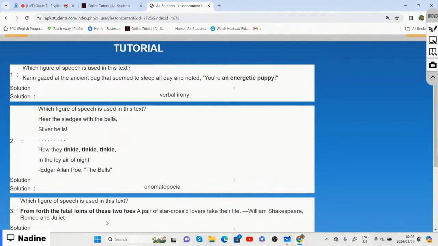So we need to say which figure of speech is being used within this text. It says, Karen gazed at the ancient pug that seemed to sleep all day and noted, You're an energetic puppy. All right. So if we look at these figures of speech, right?